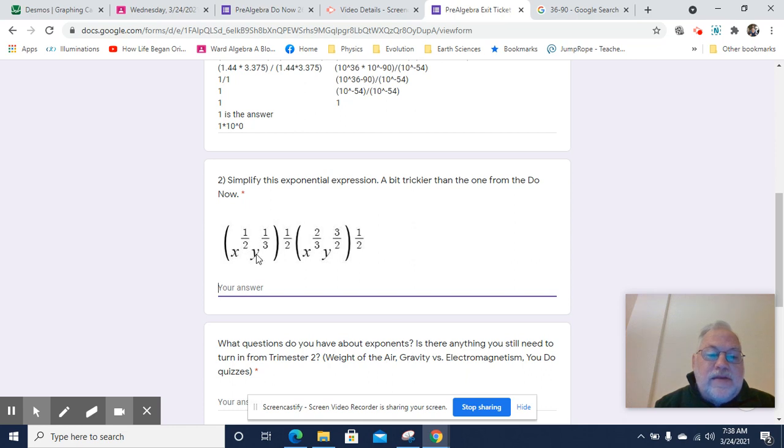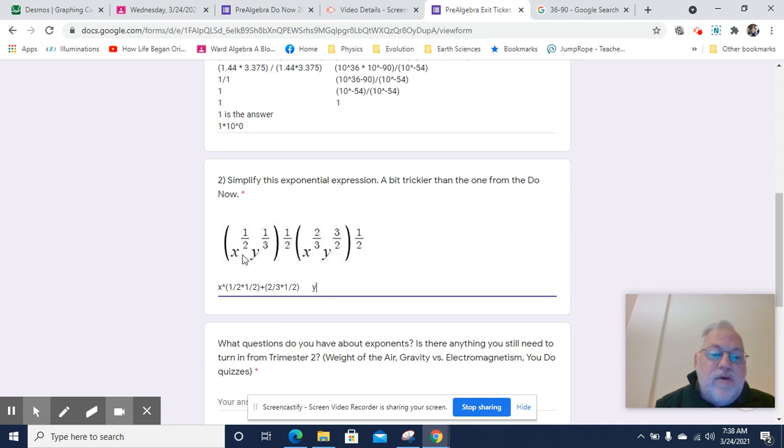Okay, now let's take a look at the next one. Now I've got an x to the 1/2, an x to the 2/3. That's to the 1/2, that's to the 1/2. So let's sort that out. So I'm going to have x to the 1/2 times 1/2. And then I also am going to be adding 2/3 times 1/2. Okay, that's my x stuff.